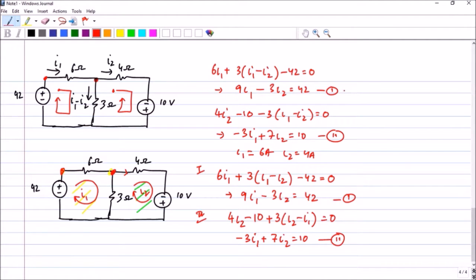You can clearly see the first equation in the first method and the first equation in the mesh analysis technique are the same, and the second equation of both the methods are also the same. So if you solve, you will get the same results. In fact, you can do any problem with the same technique which I have discussed here. Many people use this particular method and use KVL and continue their problems.